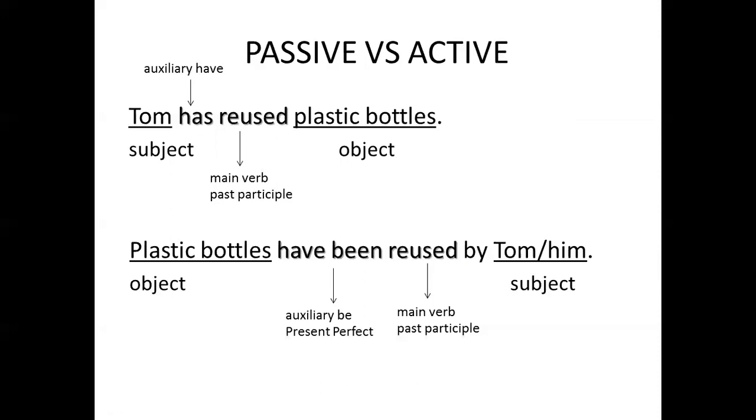So let's change it. Plastic bottles now is going to be the protagonist. They are going to star in this sentence. Plastic bottles is plural. Tom was singular. That's why we are using "have" and not "has".